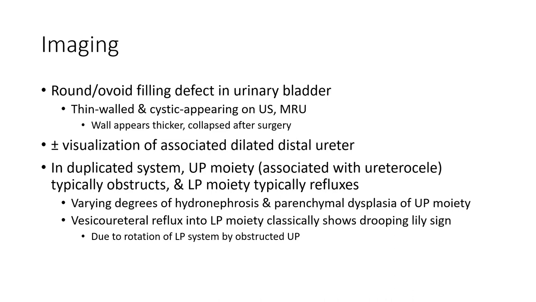Imaging: round, avid filling defect in the urinary bladder. Thin-walled and cystic appearing on ultrasound. The wall may appear thicker, and collapses after surgery. Plus or minus visualization of the associated dilated distal ureter. In a duplicated system, the upper moiety is associated with the ureterocele, typically with obstruction, and the lower moiety typically with reflux.